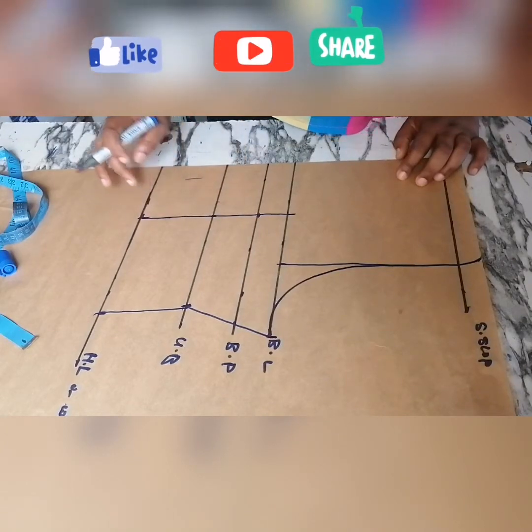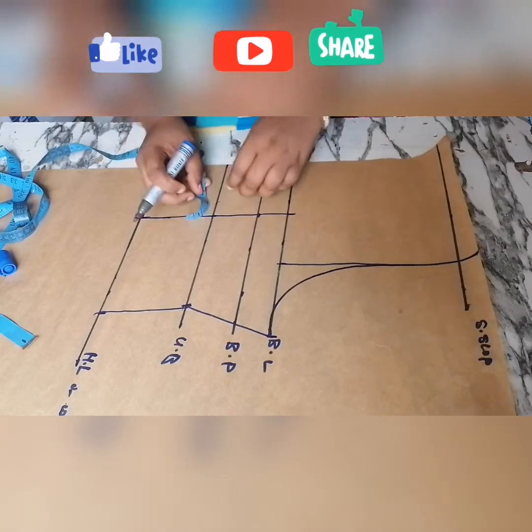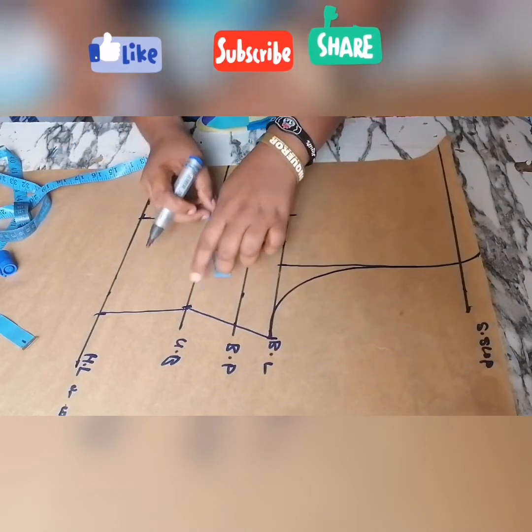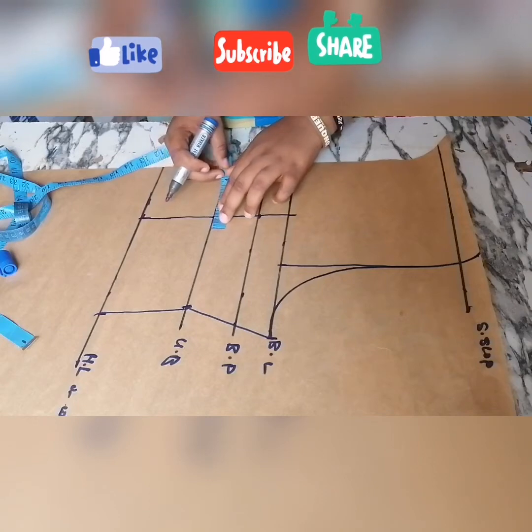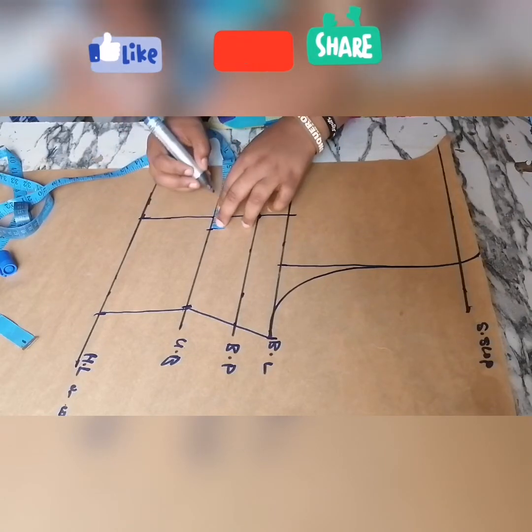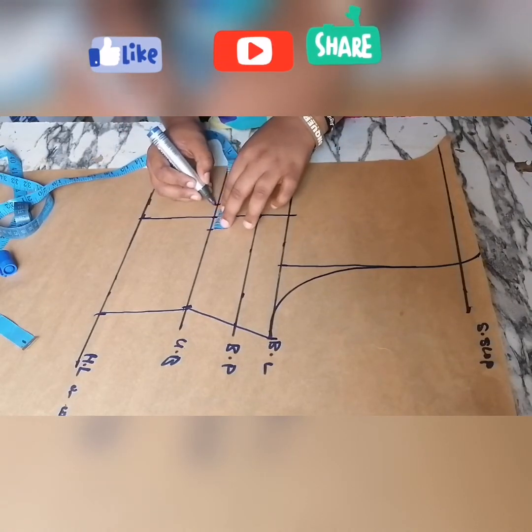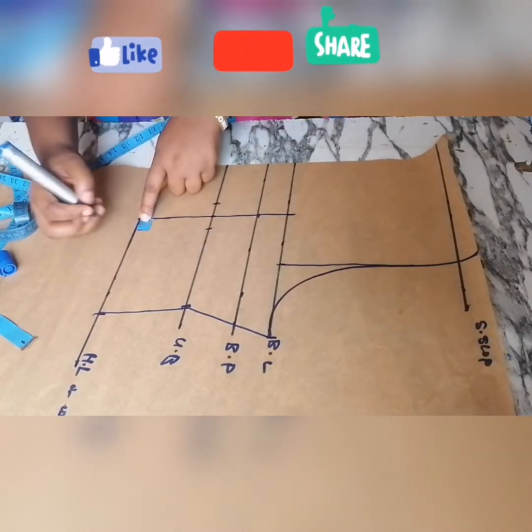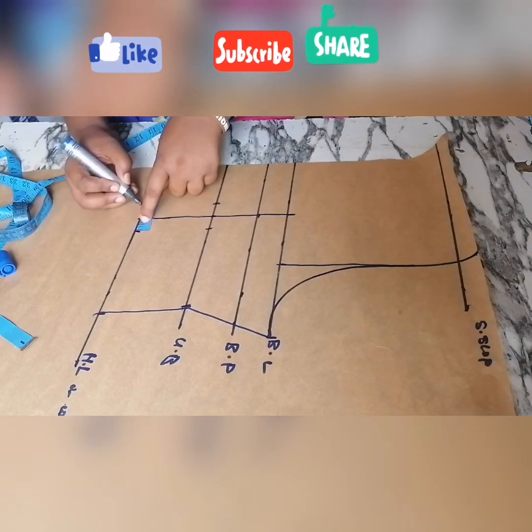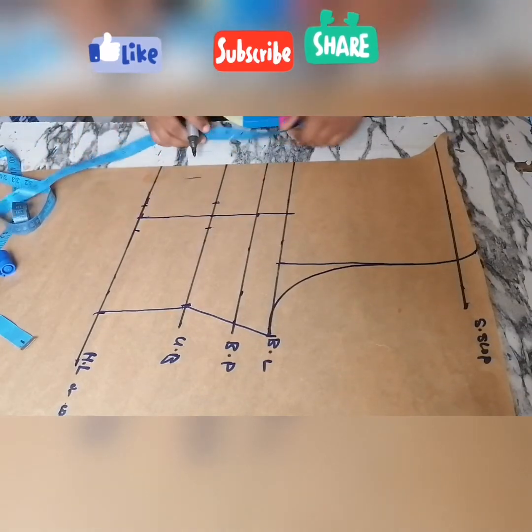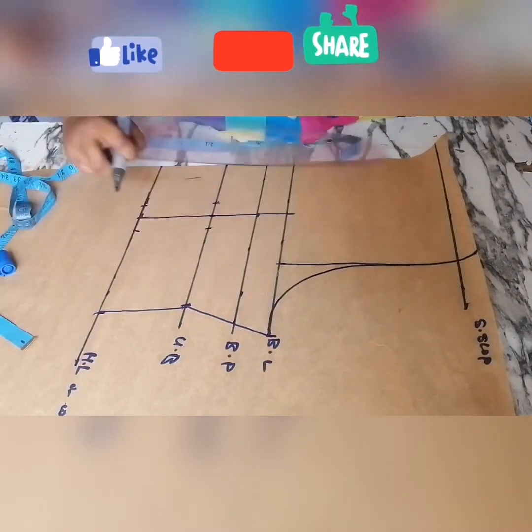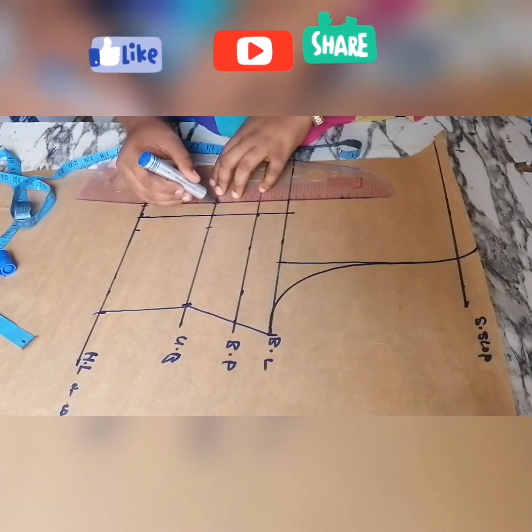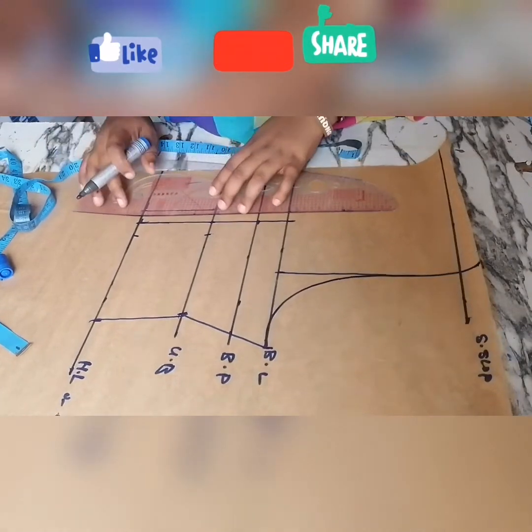So now I'm going to be taking 1 inch to the left of my dart line, and 1 inch to the right side of my dart line. I'm going to be taking this 1 inch for both my under bust and my waistline, and then connect them with a straight ruler, 1 inch from the under bust to the waist on both sides.